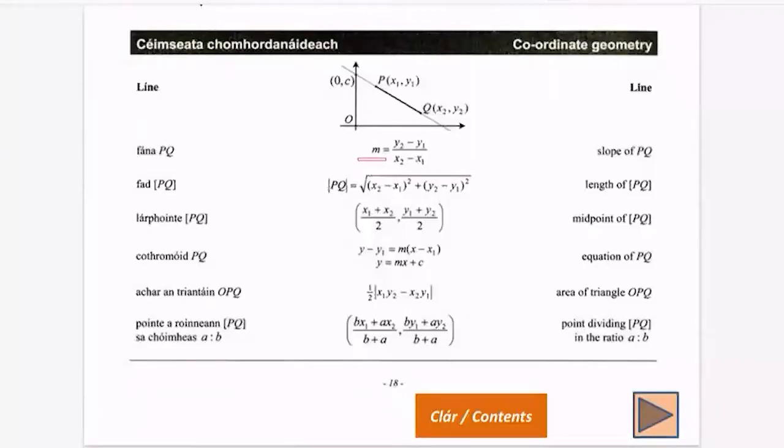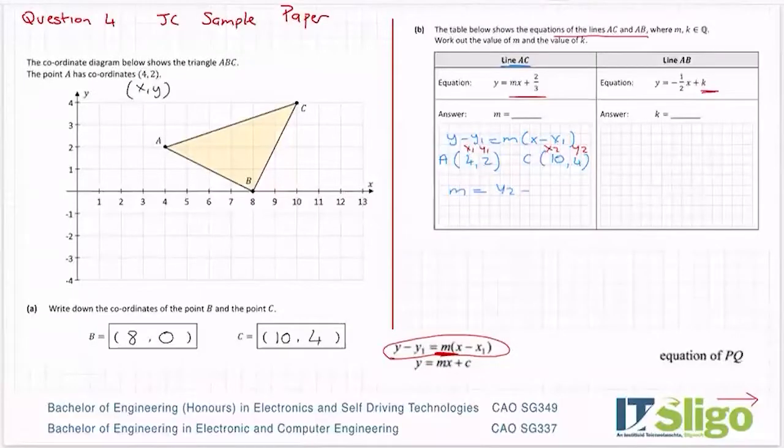It's y2 minus y1 over x2 minus x1. And it's very important you write down your formulas so that at least the examiner can give you marks for knowing which formulas to use. Okay, so let's work out that slope.